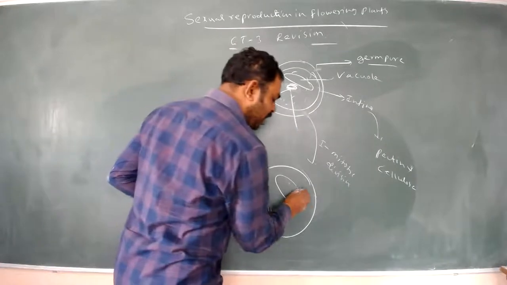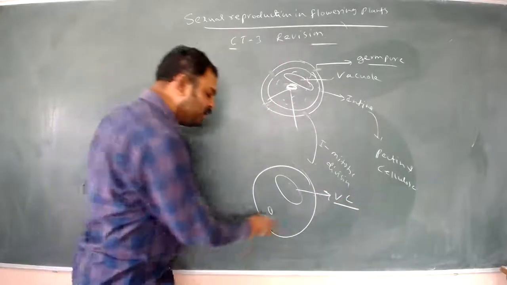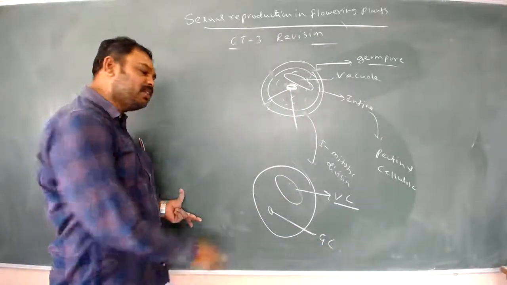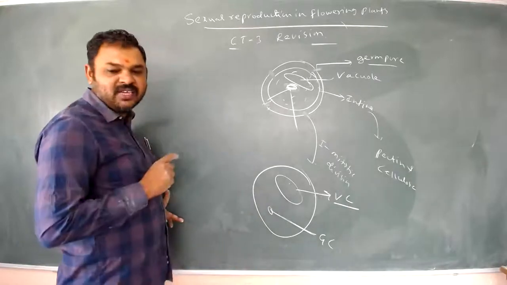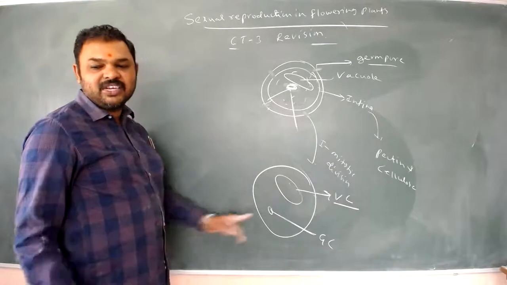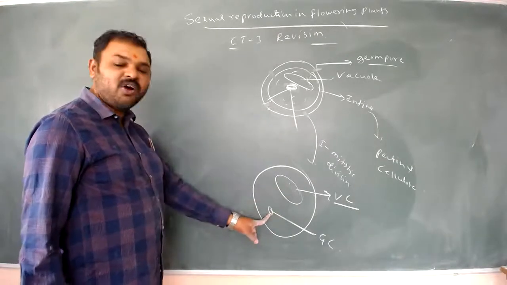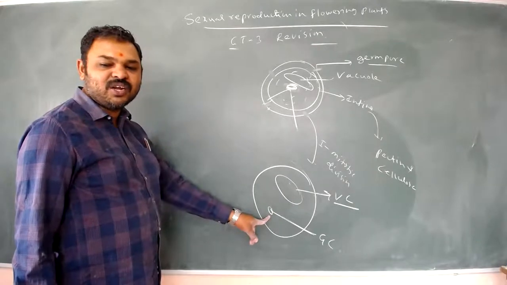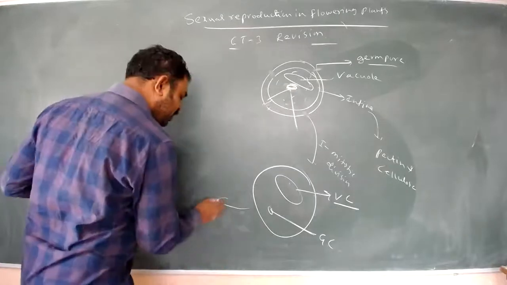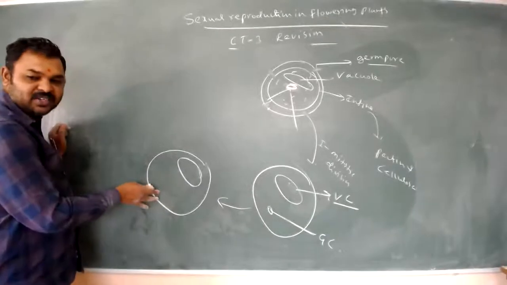The large nucleus forms a cell called the vegetative cell. The small nucleus forms a cell called the generative cell. The vegetative cell is big in size with an irregular shape, while the generative cell nucleus is small in size with a spindle shape. Now inside this pollen grain, there is a vegetative cell and a generative cell.